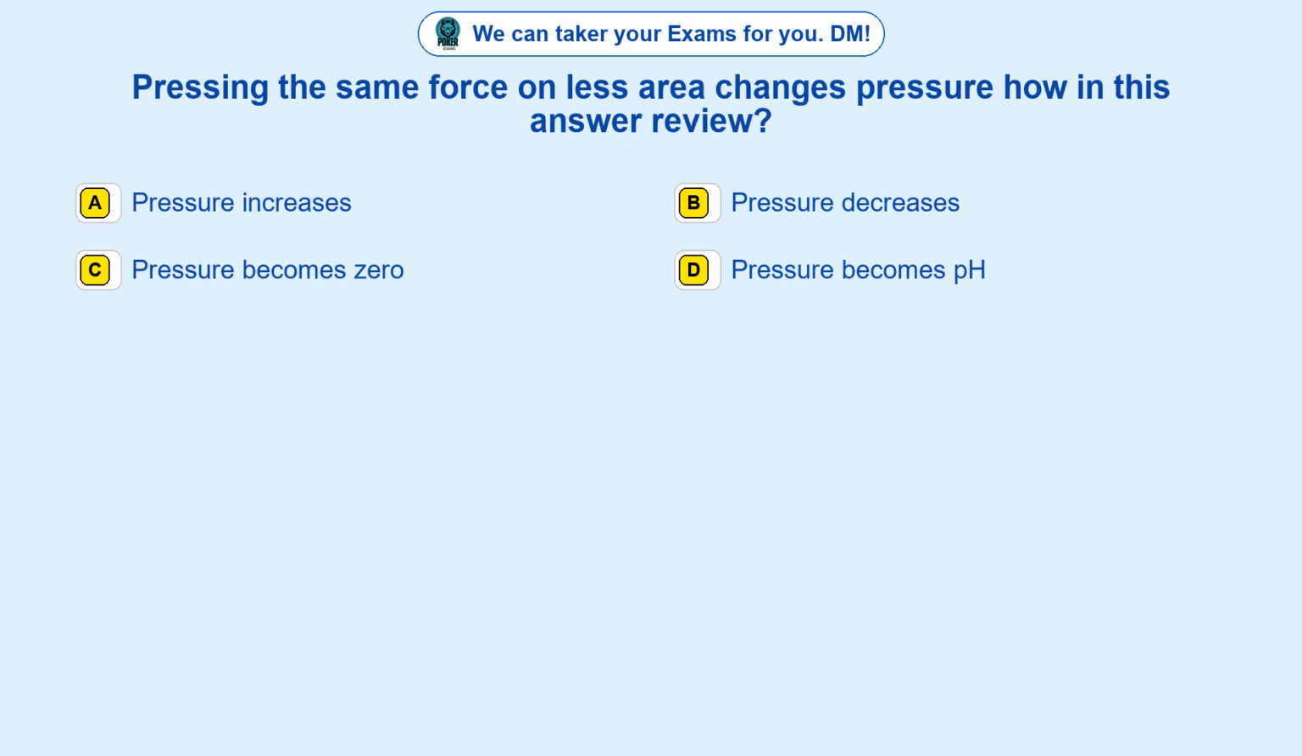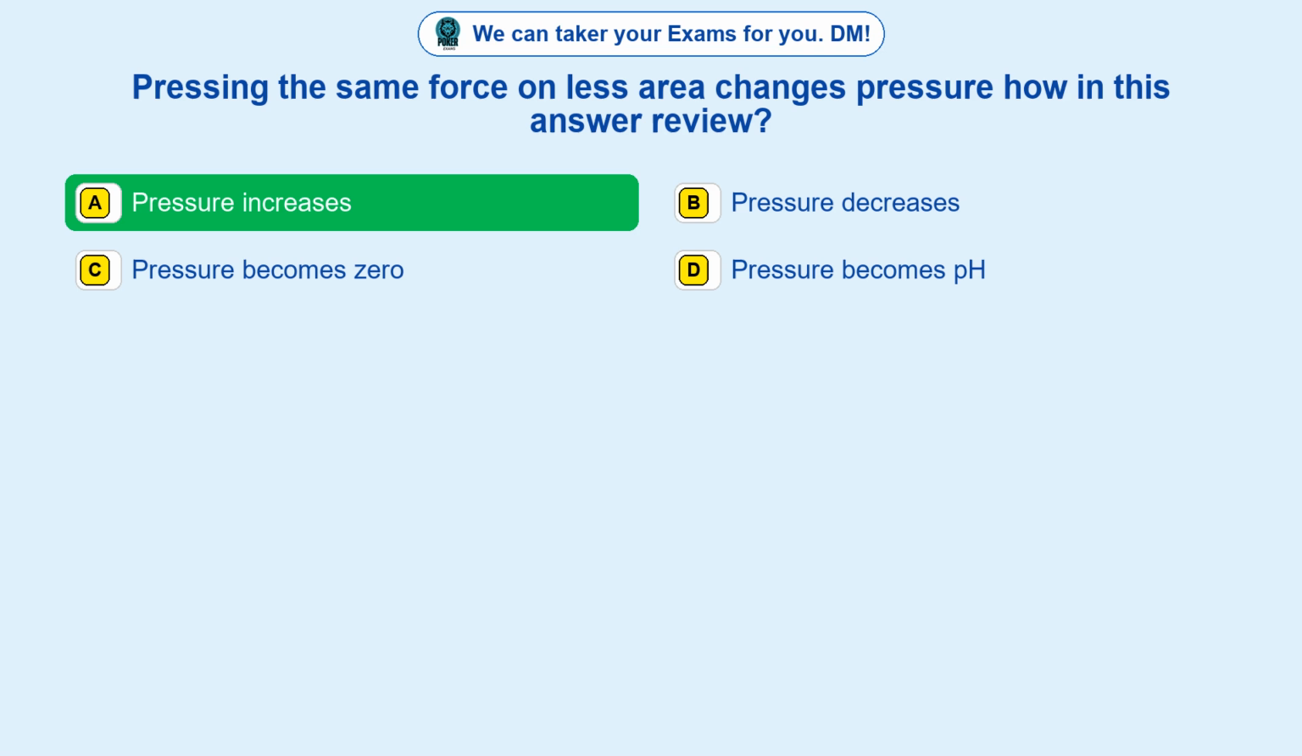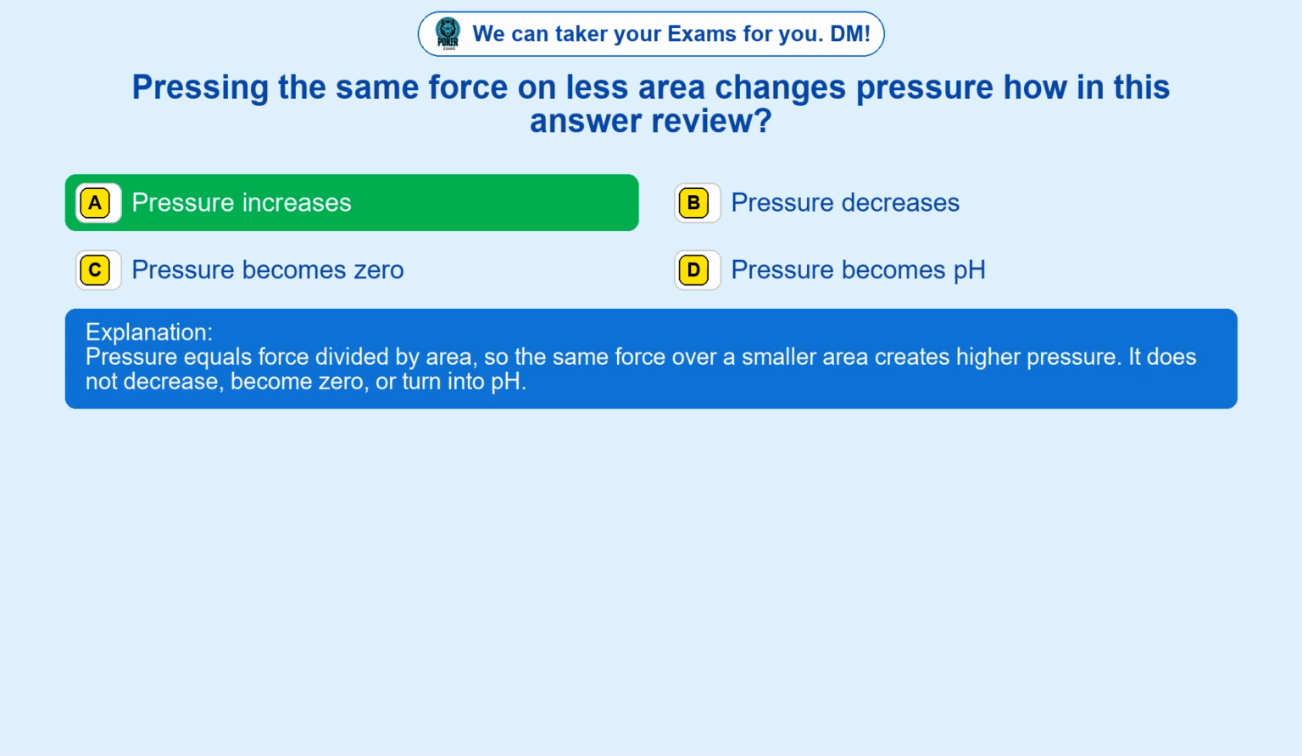Question 79. Pressing the same force on less area changes pressure how in this answer review? Option A, pressure increases. Option B, pressure decreases. Option C, pressure becomes 0. Option D, pressure becomes pH. The correct answer is option A. Pressure increases. Pressure equals force divided by area, so the same force over a smaller area creates higher pressure. It does not decrease, become 0, or turn into pH.